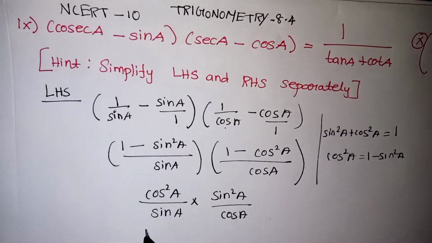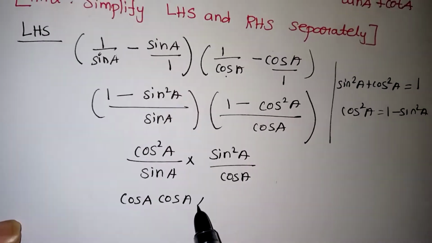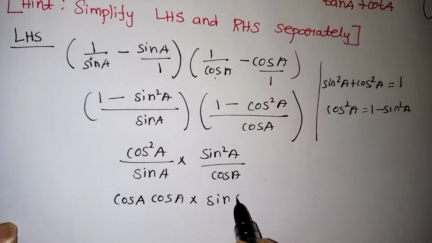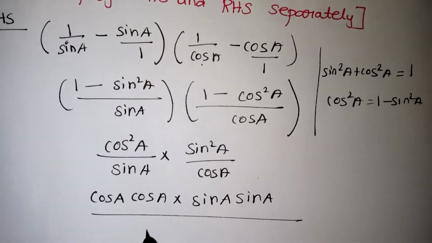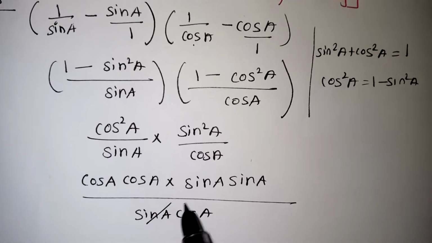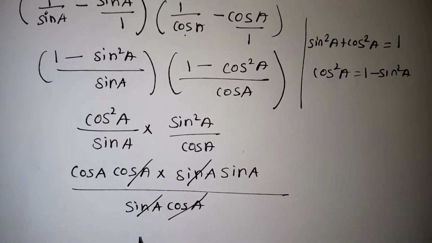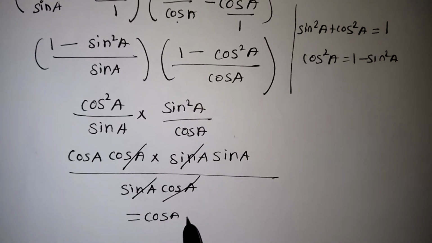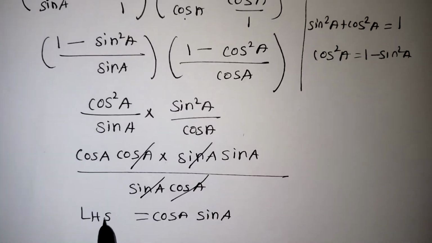Now cos squared A can be written as cos A into cos A, multiplied by sin squared A written as sin A into sin A, divided by sin A cos A. So one sin A and one cos A will get cancelled. The final answer is cos A sin A. So this is the answer for the LHS. LHS we are getting cos A sin A.